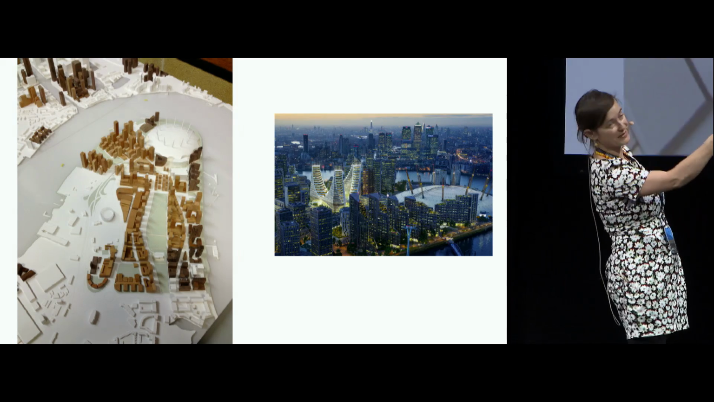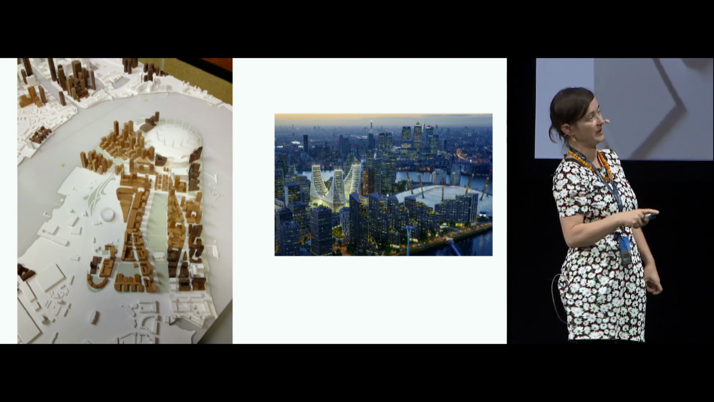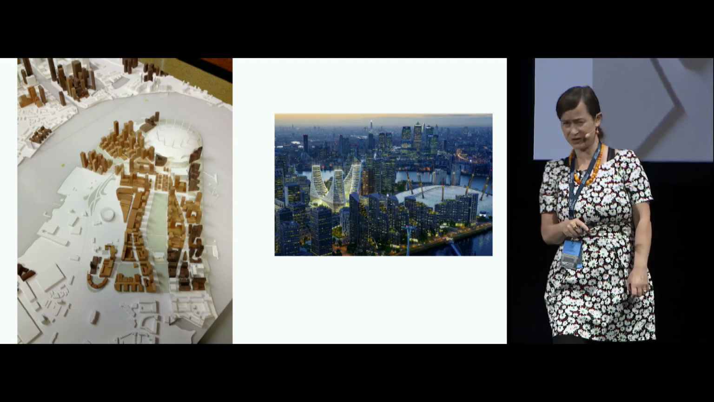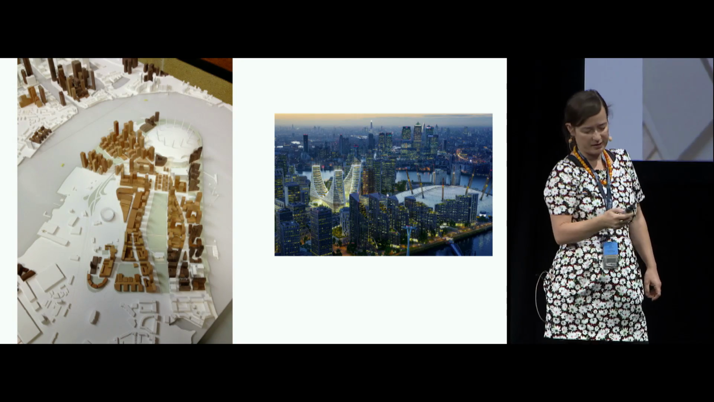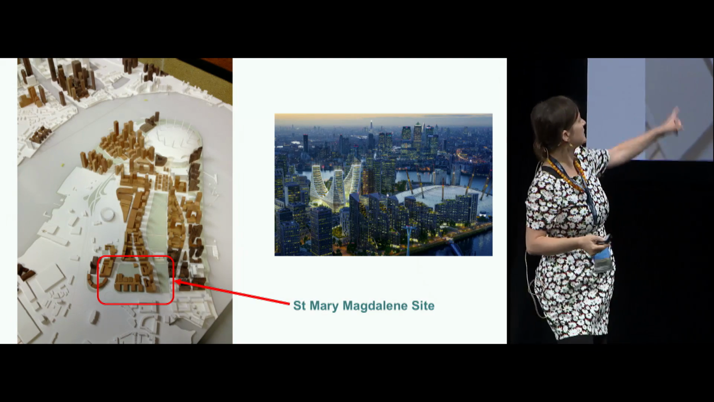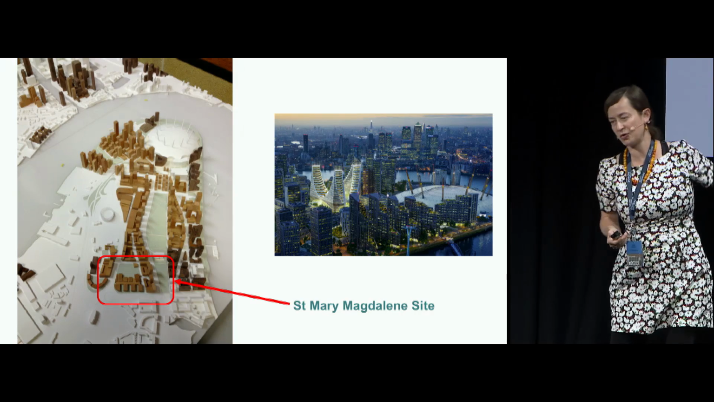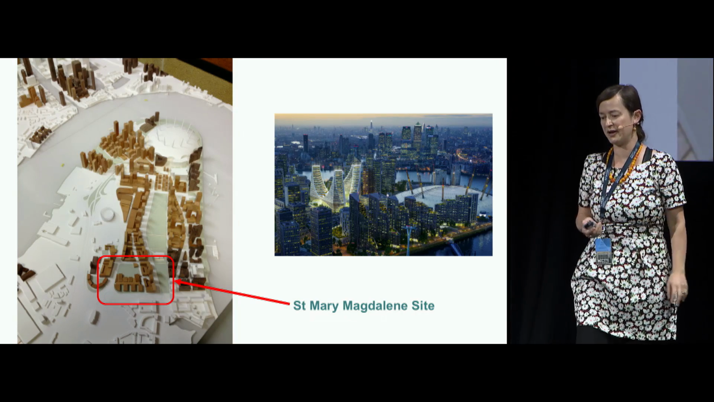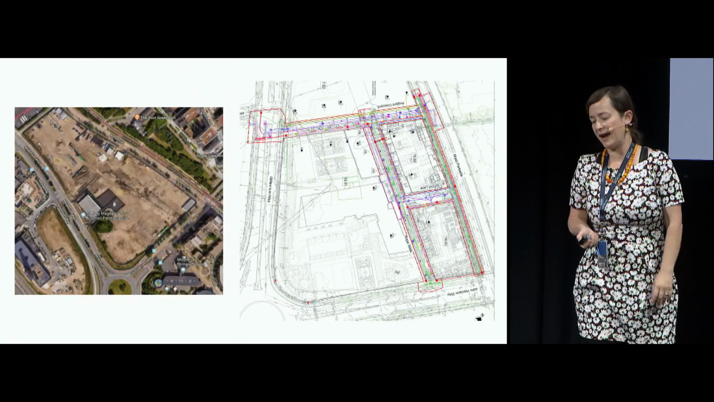These are the future plans for the peninsula. You see, incredibly busy and posh and big. But we are this modest little site down here. That's just a school, because we're a normal local authority school. And this was the site.